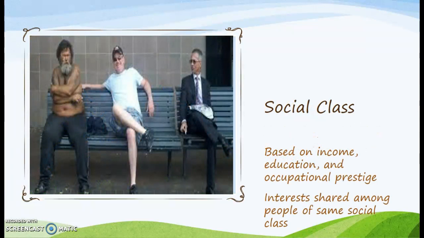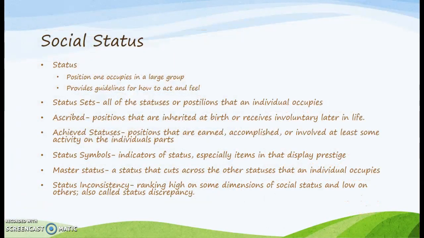Social class is based on income, education, occupational prestige, and interests shared among people of the same social class. Okay, social status, your status is the position that one occupies in a larger group. So this provides guidelines for how to act and how to feel in social interactions. Status sets are all the statuses or positions that an individual occupies. Ascribed statuses are positions that are inherited at birth or received involuntarily later in life. So, I mean, if you're a king of a country, that's going to be your ascribed position.